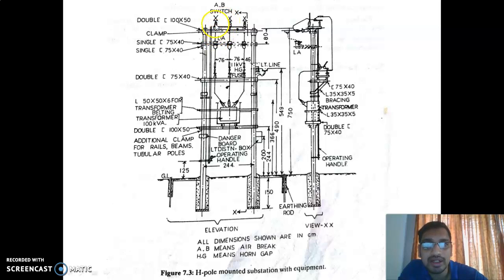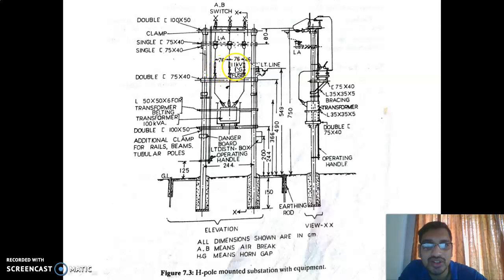The second element, after the air brake switch, is the lightning arrestor. The function of the lightning arrestor is to protect the circuit or equipment from the over voltage due to lightning. Then after the lightning arrestor, we connect an HG fuse or dropout fuse.